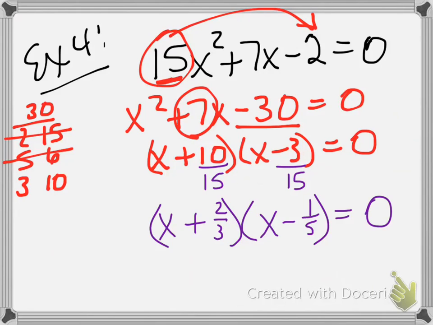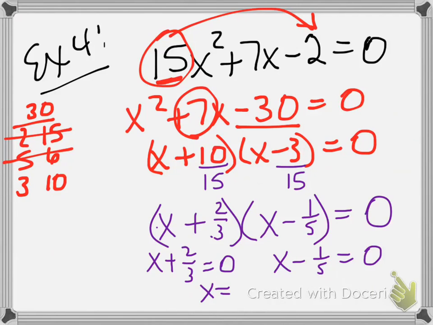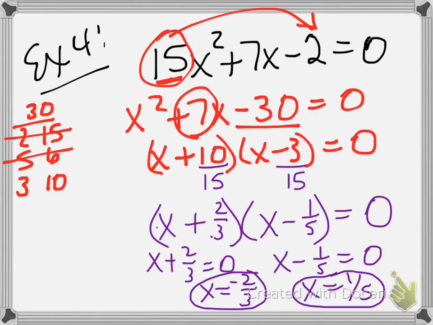So if I were going to finish factoring this, I would squeeze the 3 over with the x, but since I'm not factoring it, I'm actually solving it. I'm just going to do x plus 2/3 equals 0, and x minus 1/5 equals 0. So my solutions are going to be x equals negative 2/3 and x equals positive 1/5. Okay, now you can do your practice problems.